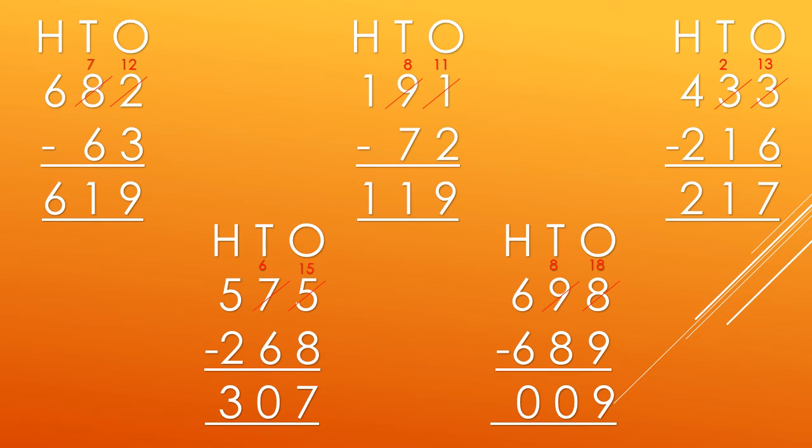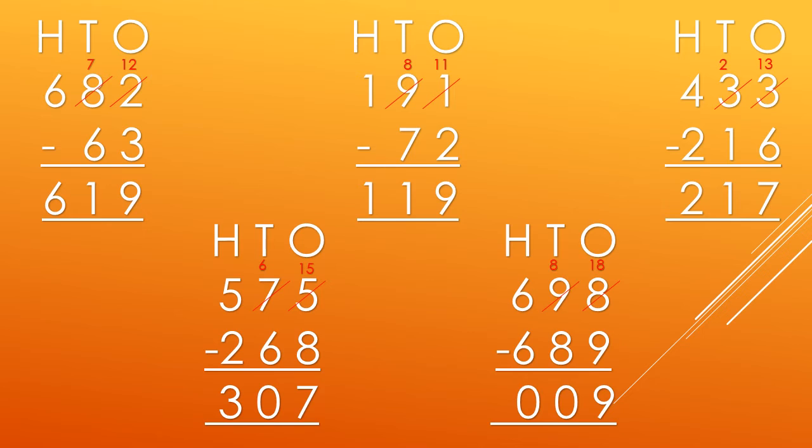Next example is subtract 63 from 682. So children, first we subtract ones and here we cannot subtract 3 from 2, so we will borrow from tens. In tens 8 becomes 7 and in ones 2 becomes 12. 12 minus 3 is equal to 9. Write 9 under ones. Now subtract tens.